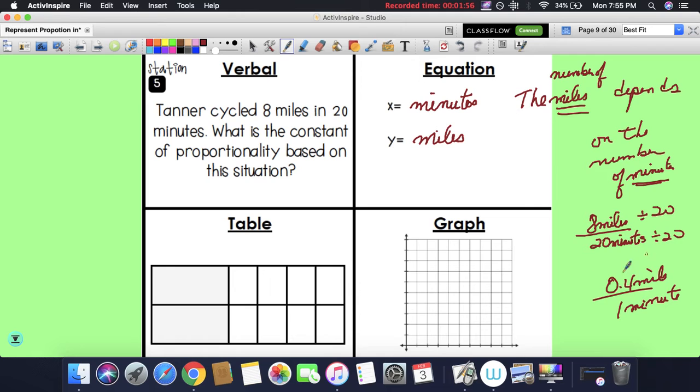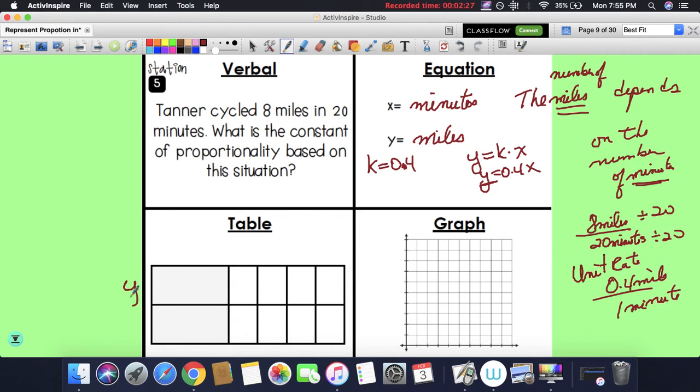So now I have my unit rate, and I also know that k, my constant of proportionality, is 0.4. And I can also find the equation of this line: y equals kx, and I'm just going to replace the k with 0.4, and that's my equation. So to find the total, which is represented by y, I have to multiply 0.4 times the number of minutes I am going to be cycling.